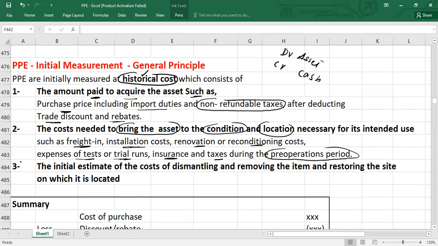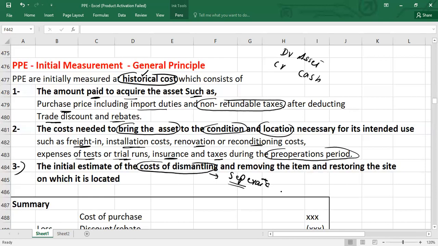And the third point, which will be part of the cost of the asset, is the cost of dismantling and removing the item. Maybe if you have installed plant or machinery, at the end of the useful life, you need to restore the land. So you will incur certain costs. Those costs will also be part of the cost of the asset. And this will also be covered in a separate video, because to capitalize these costs, we need to calculate the present values, because we will pay after a certain time period.